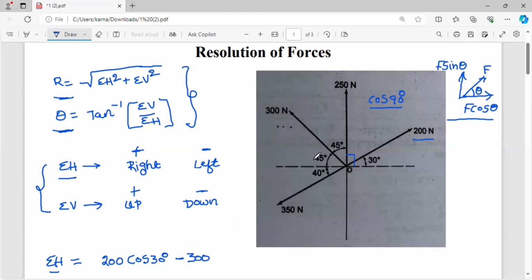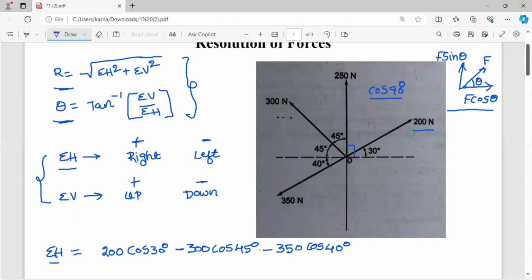That 300 newtons makes an angle of 45 degrees with the horizontal, so 300 cos 45 degrees. Next, coming to the 350 newtons: it is acting in the downward left-hand direction, so that is also negative. So 350 cos, what is the angle of inclination with the horizontal? That is 350 cos 40 degrees. So these are the different forces in the horizontal component system.